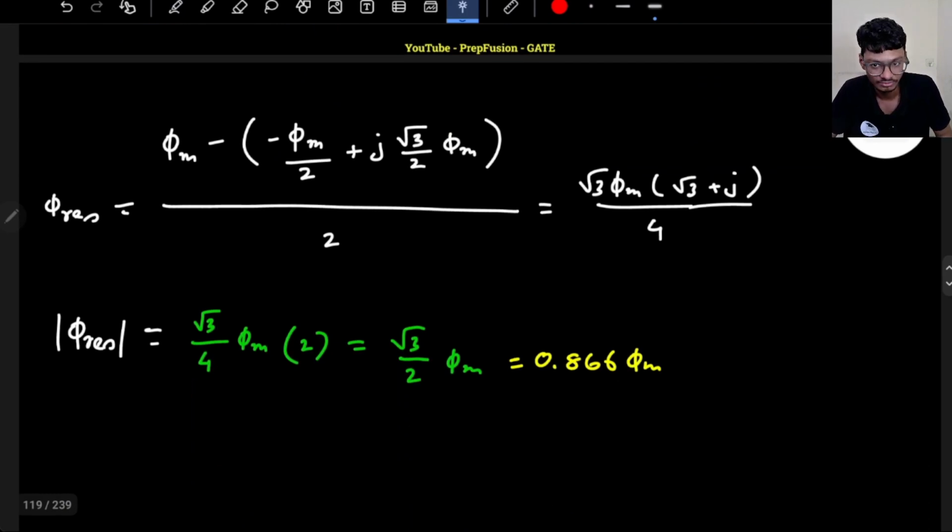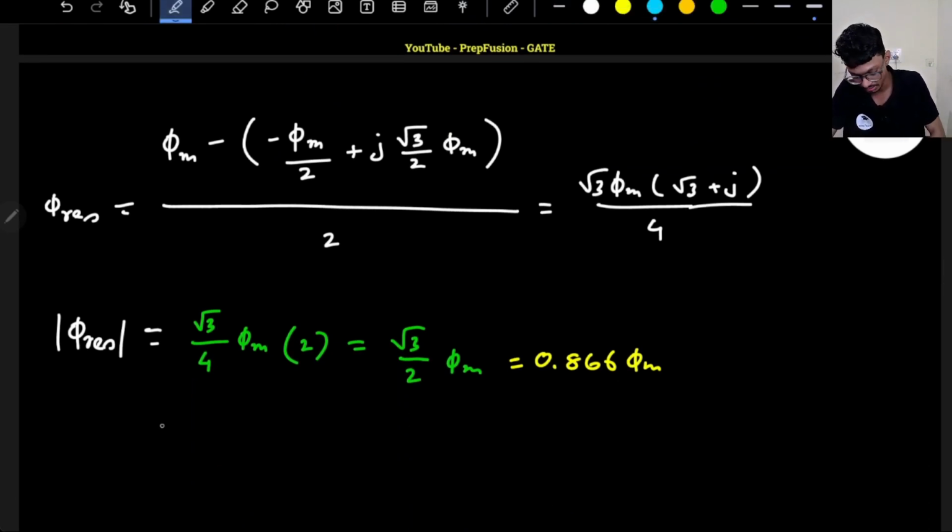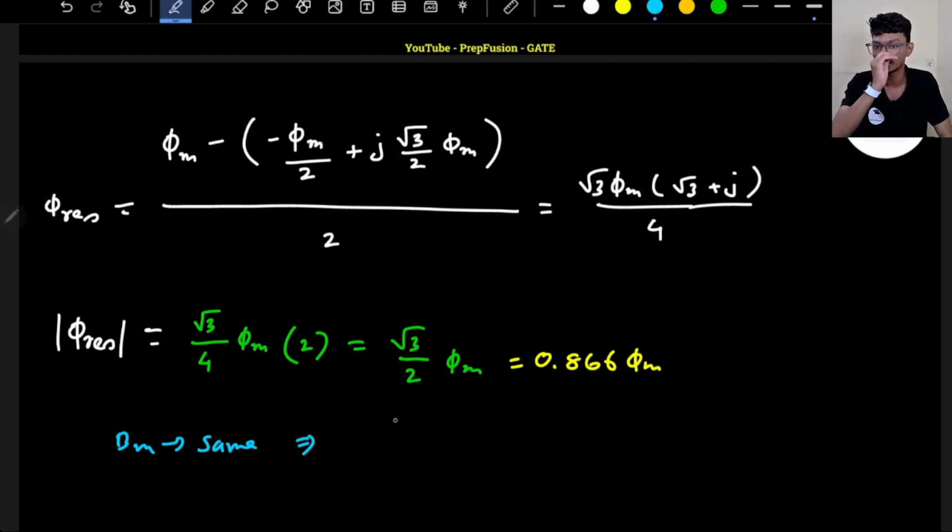So in different regions the flux is different, the maximum flux is different, and I know the core is the same, made of the same material. So the maximum flux density Bm is the same. The maximum flux density a core can support is the same. So what I have to do? I want my Bm to be the same at every point. What is Bm equal to? Bm is equal to flux by area.